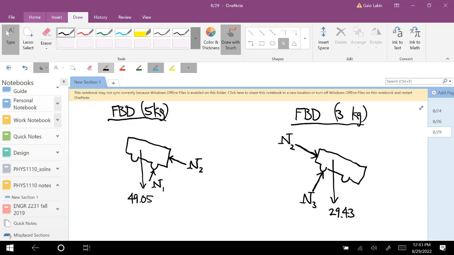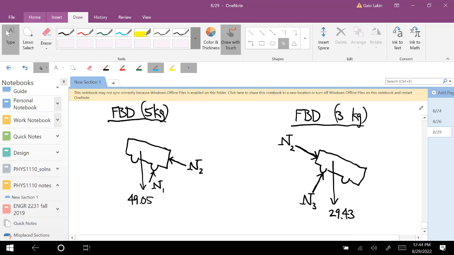Any questions about that? Yeah. Why is the 100 Newton force? Oh, because I forgot it. So that needs to be there too. But it doesn't appear on the 5 kilogram because it's not acting on the boundary of the 5. It's only acting on the boundary of the 3. Any other questions?